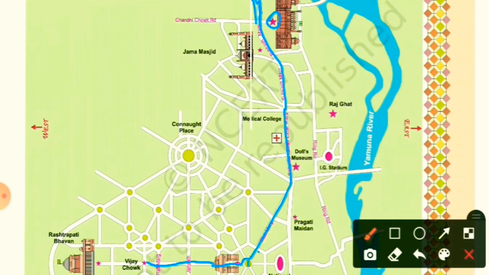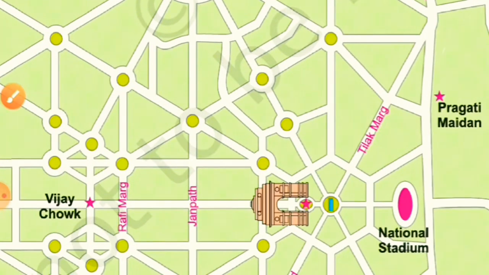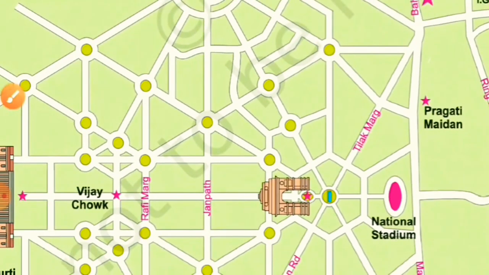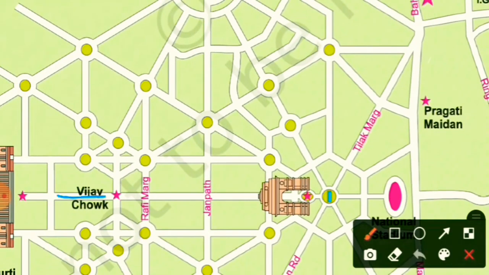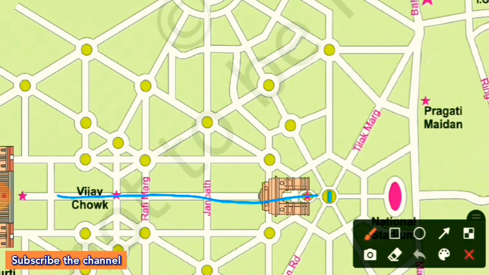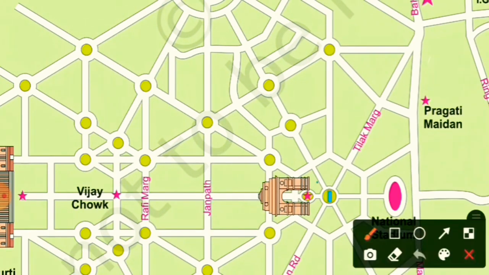I hope that you will all do it in your book. Now the second question was to mark India Gate and Rajpath. Let me zoom in on the map once again. Rajpath, as I have told you, this is Rajpath. You can trace it. And India Gate, this one is India Gate.